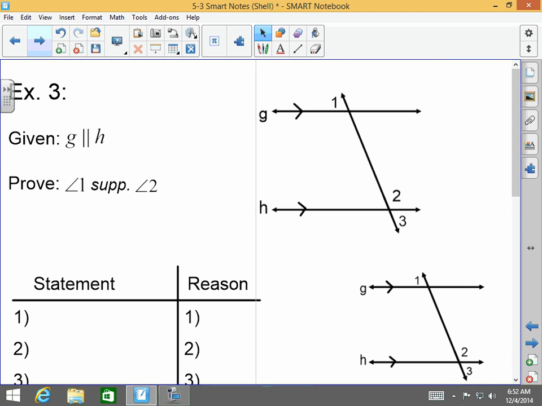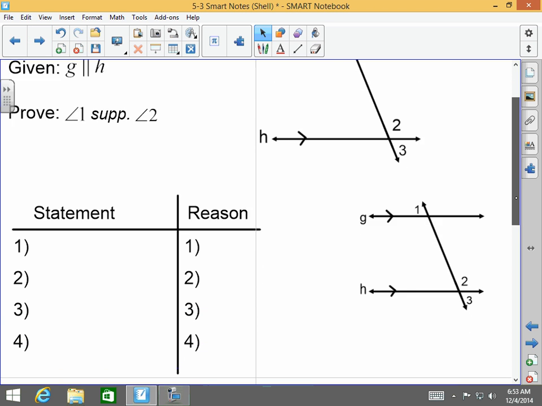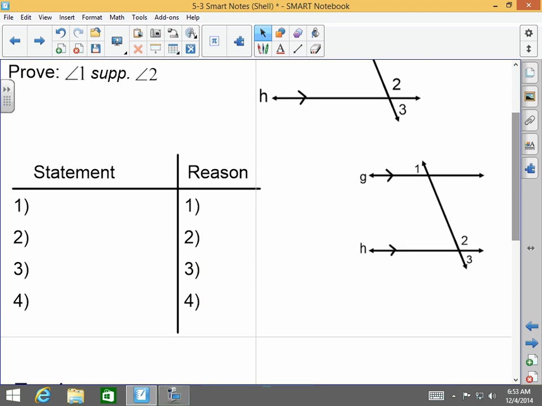Okay, example 3. Given line G is parallel to line H, I want to prove that angle 1 is supplementary to angle 2. Well, how are we going to prove that? Very easily. Let's check it out.